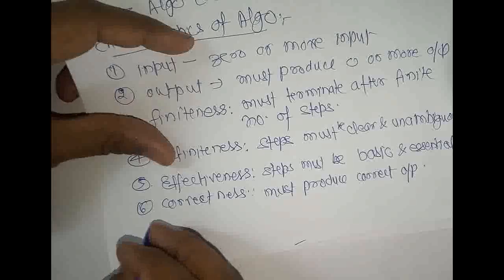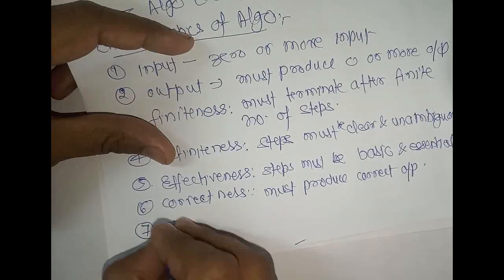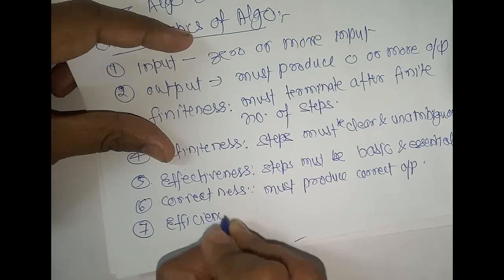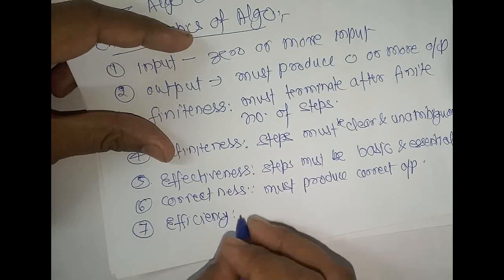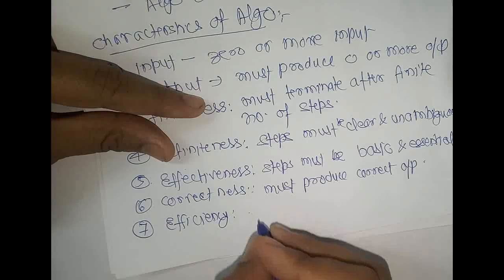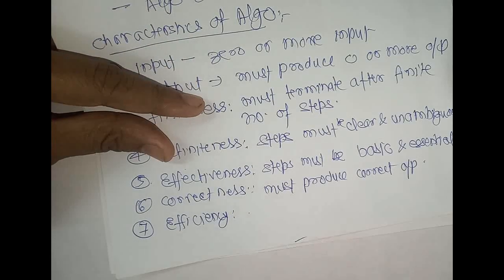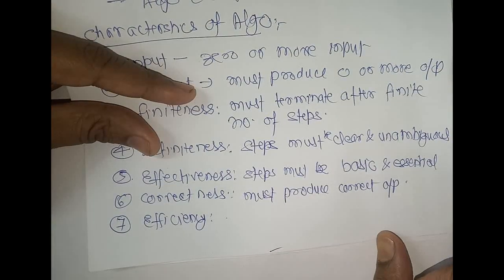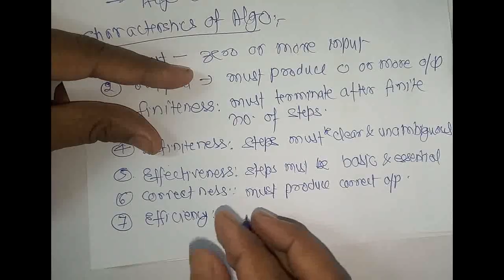And next, an important characteristic is efficiency of an algorithm. This denotes runtime of the algorithm. Efficiency is measured in two ways. One is running time, and another one is space complexity, that is the amount of memory required during the runtime of the algorithm. So we are concerned only with the runtime of algorithm.